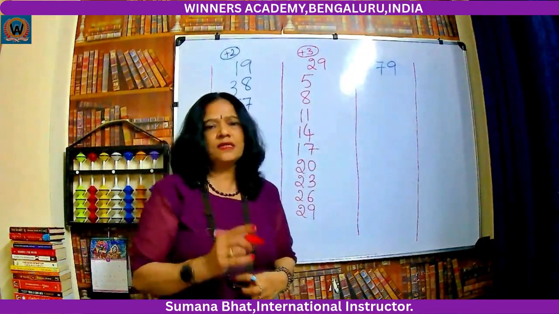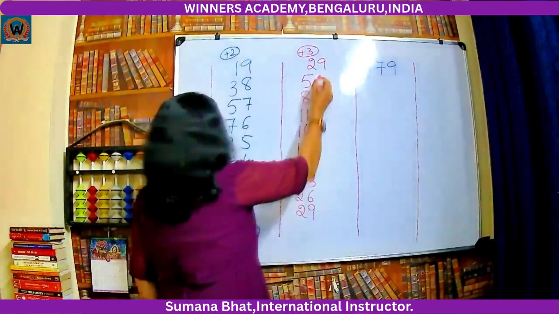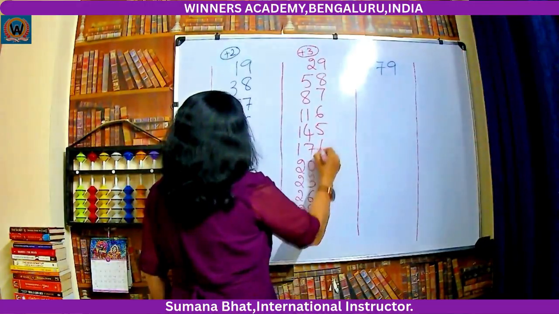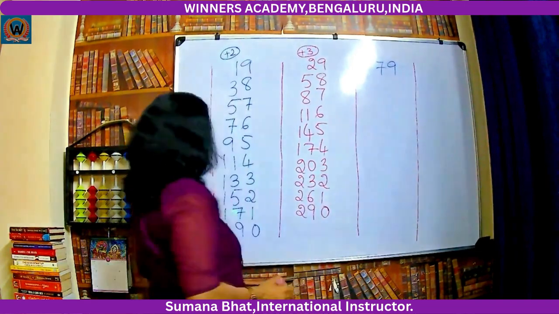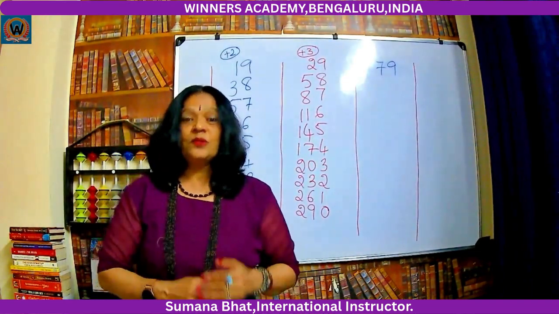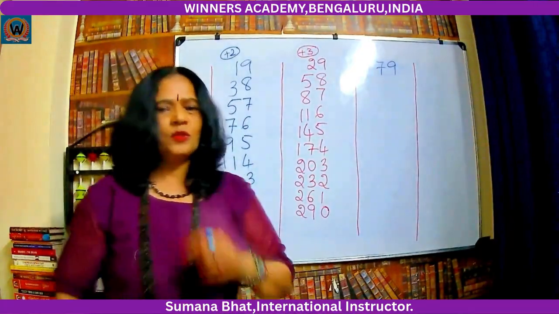Write it in descending order. The given number has 9 in the units place: 9, 8, 7, 6, 5, 4, 3, 2, 1, 0. So that is the multiplication table of 29. So easily we are able to write by using this beautiful trick.